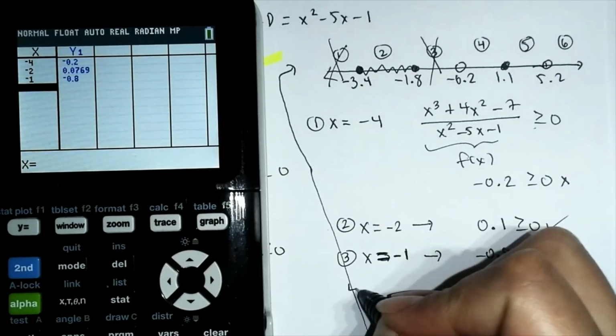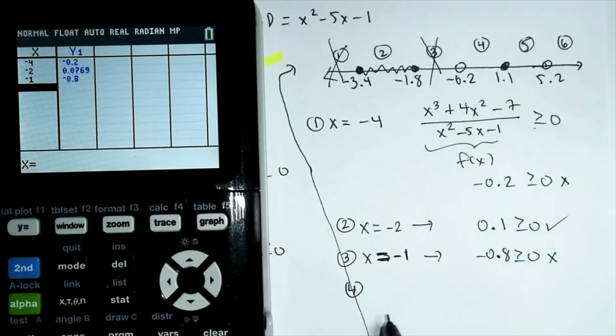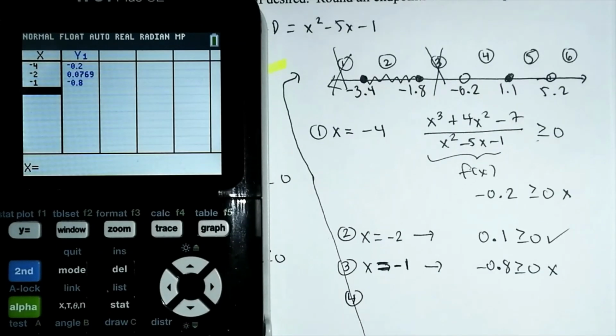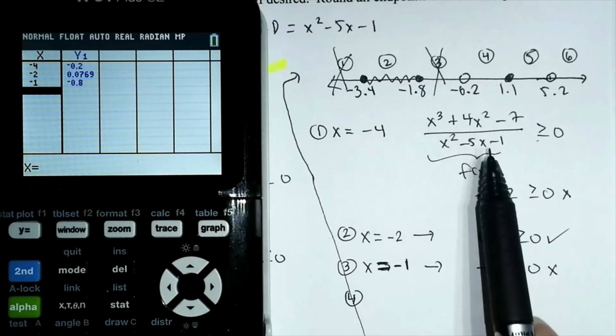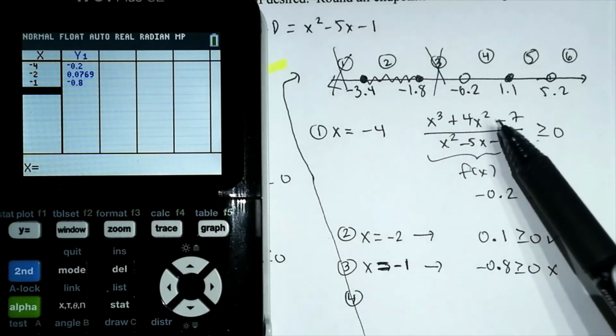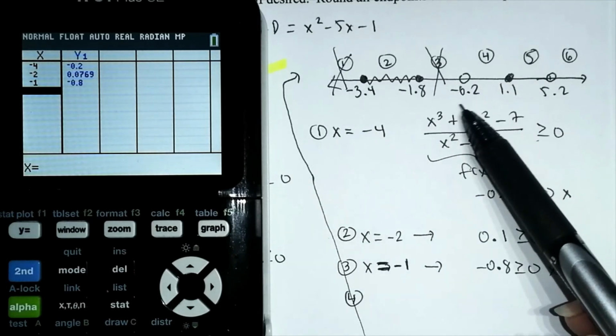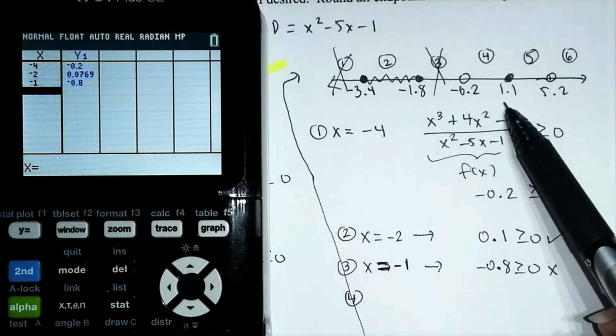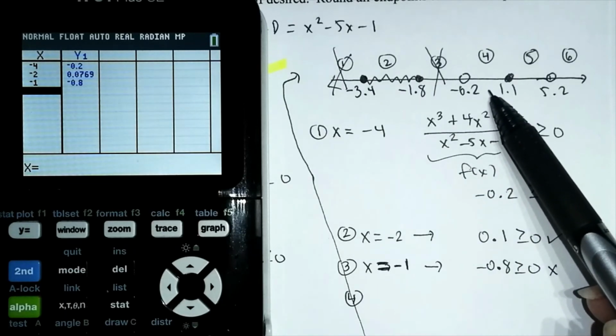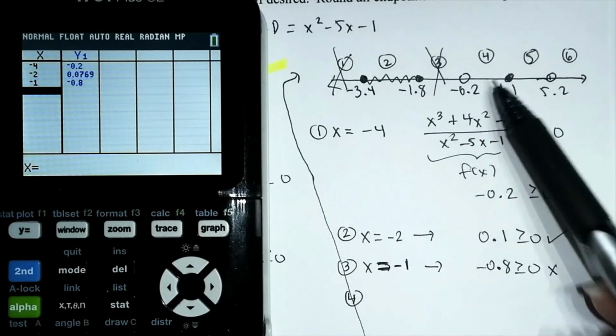So fourth test interval. This is a pretty tedious process, but if we do it with the use of our calculator, it can be less tedious because we don't have to actually substitute by hand our test value for the variable and then clean it up. So fourth test interval is the interval from -0.2 to 1.1. If I was going to do it by hand, 0 is my favorite number. So let's go ahead and test it.